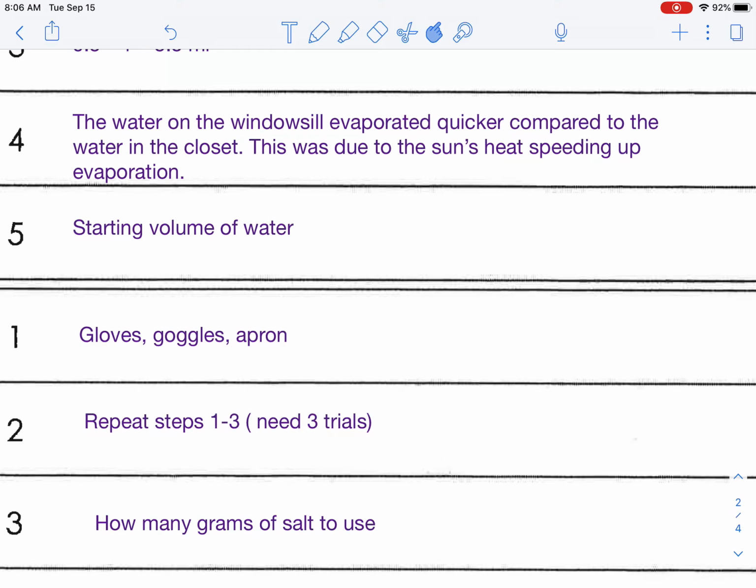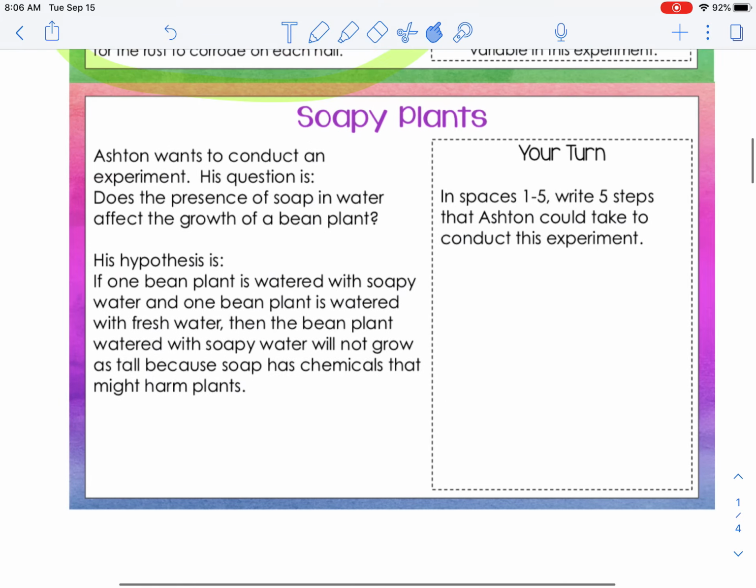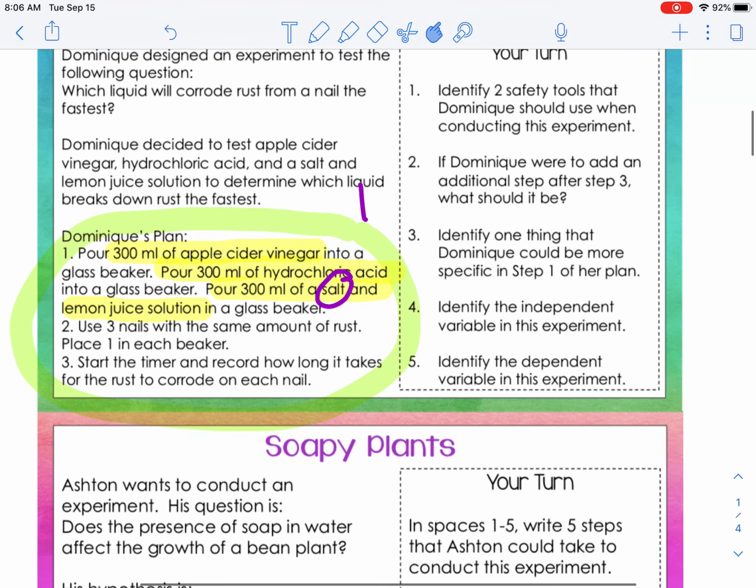I know that my end volume needs to be 300 milliliters. So within that 300 milliliters of lemon juice, how much salt do I need to add? I didn't know that. So I need to make sure that that is added, because that would be something that the next scientist who does this experiment would need to know, because that would be a part that needs to stay consistent.